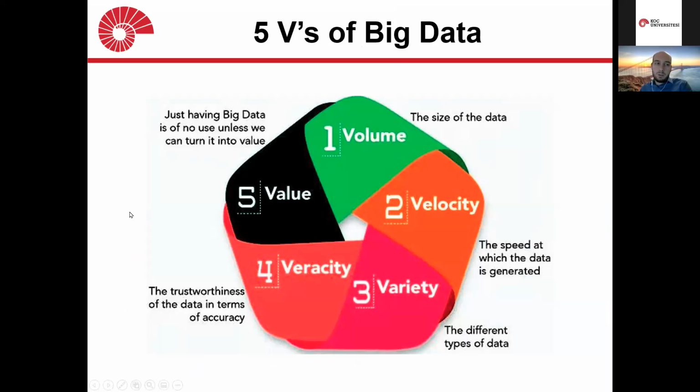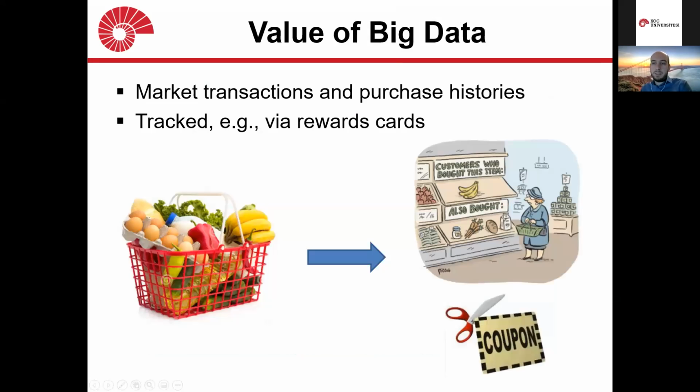The V that I would like to highlight in particular here is the value part, which is, as the slide says, just having this kind of big data is of no use to us unless we can turn it into value. So a lot of companies are investing into turning big data that they have into value through data-driven decision-making, through the use of artificial intelligence and machine learning nowadays. And there are some examples of how this has impacted our lives in the past decades already.